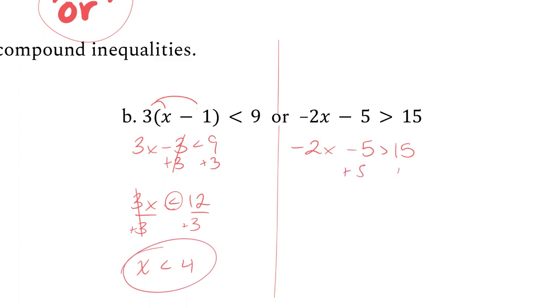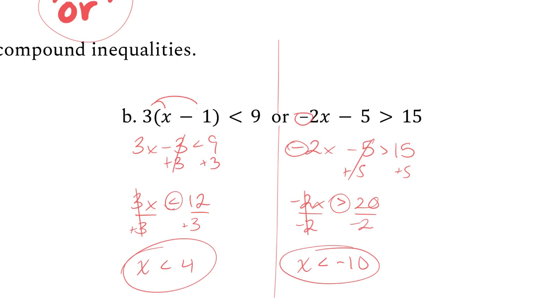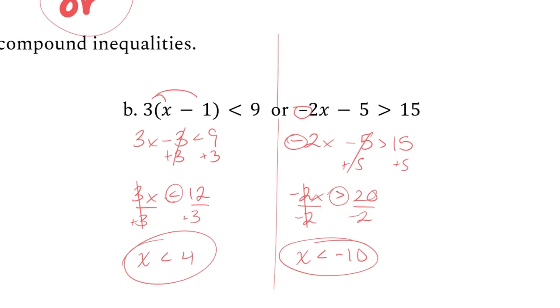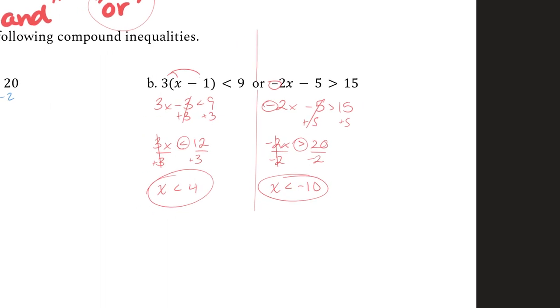Now let's just add 5. So negative 2x. Don't forget to bring that negative down every time. Negative 2x is greater than 20. Now we divide out our negative 2. Here we do flip the sign. If you divide by a negative, you've got to flip that sign. So x is less than negative 10. If you notice, both of these are going the same direction, but for an "or" inequality, that is okay. We can have that. That's not necessarily a bad thing.